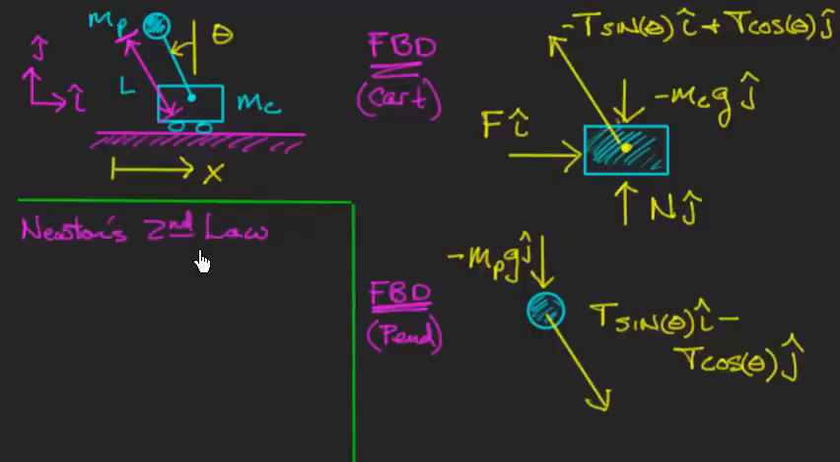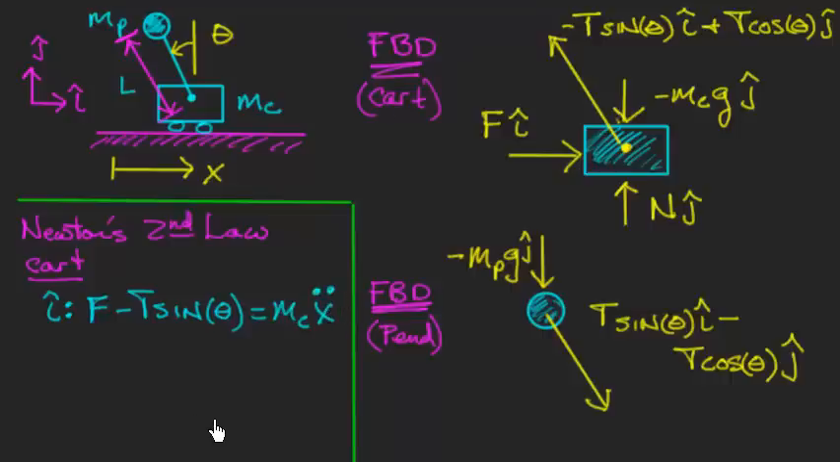To do that, I'll use Newton's second law. And I'm going to start with the cart, and we'll pick off the i-hat direction, or the horizontal direction first. And when we write this out, we're just going to look at my free body diagram. So in the horizontal direction, I've got a force F that can push to the left or to the right. I've got a component of the tension, minus T sine theta. And those are all the forces I have horizontally over here. So this has to equal the mass of the cart times the acceleration of the cart horizontally. And the acceleration of the cart horizontally is x double dot. So there's my first equation. In fact, I'm going to give it the label 0. So that's equation number 0 right there.